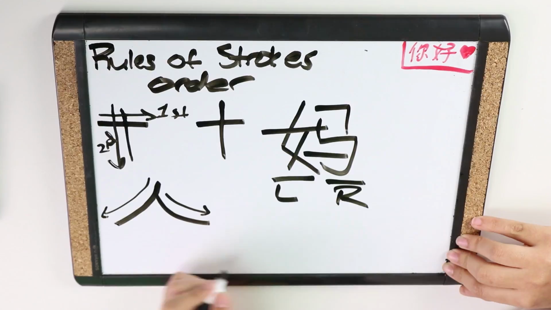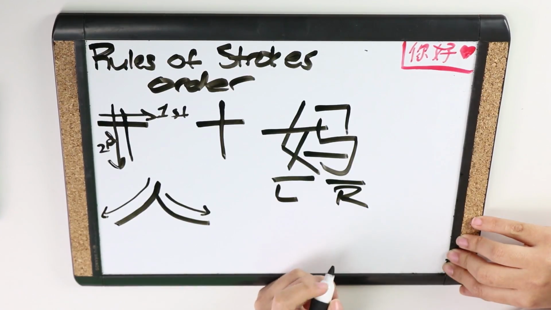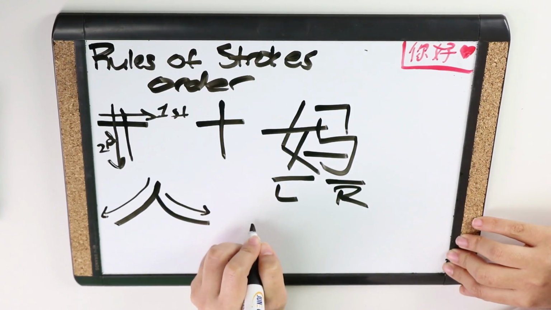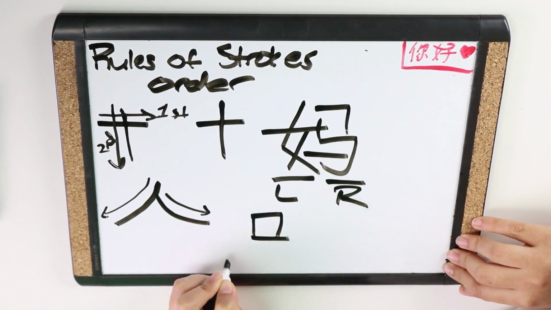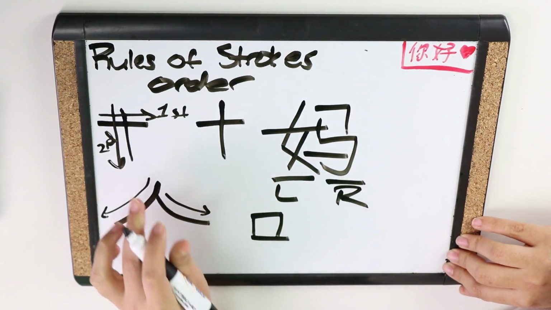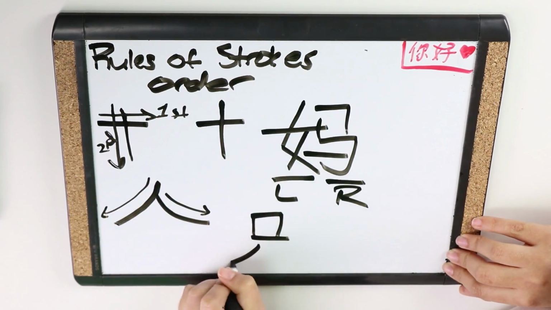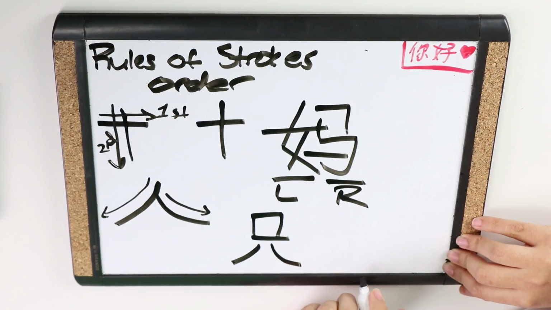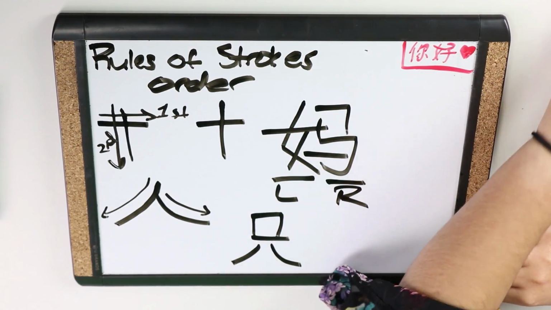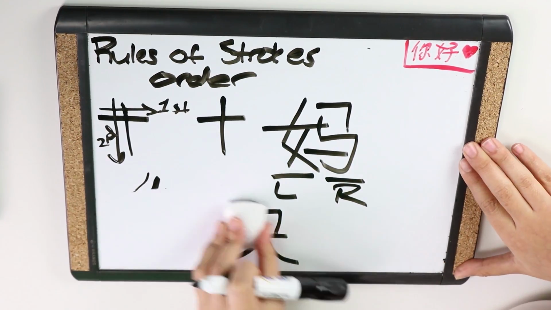Next we have from top to bottom. These are when you have an up and down type of character. That would be in a character such as this one. You would have your square here, and then at the end, remember, left to right. Okay? So let's continue on to more rules.